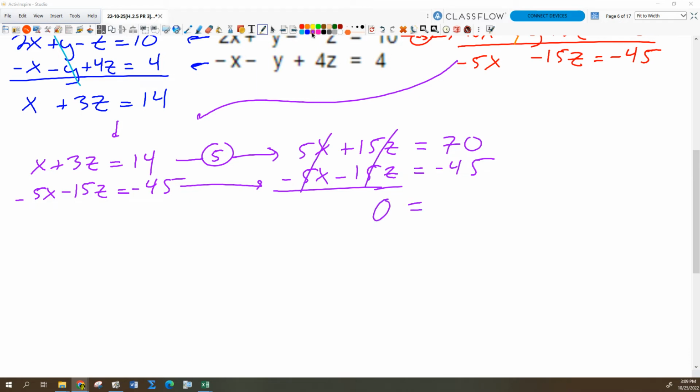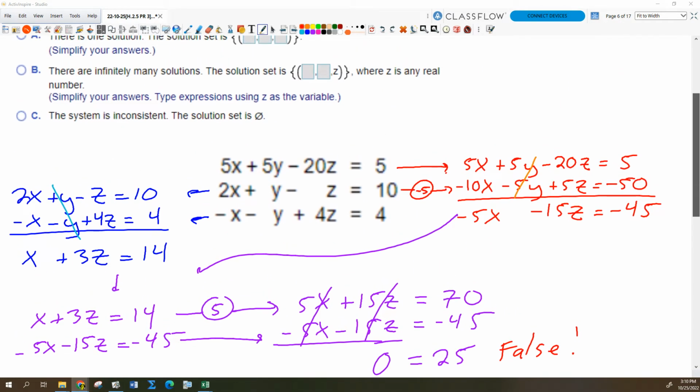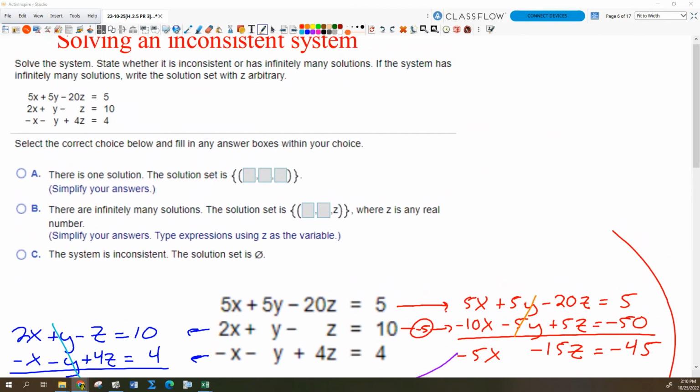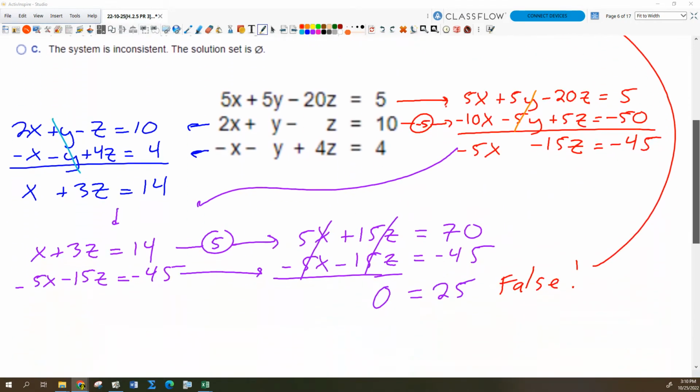So I get 0 equals 25, which is false. That's the truest statement I've ever seen in my life. Okay, it's false. So if that's false, what's that telling us? No solution. It's telling us that this is inconsistent. Well, it says solving with an inconsistent system. Okay, so that worked fine.